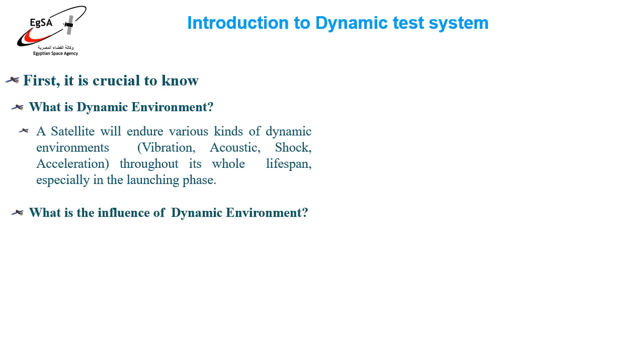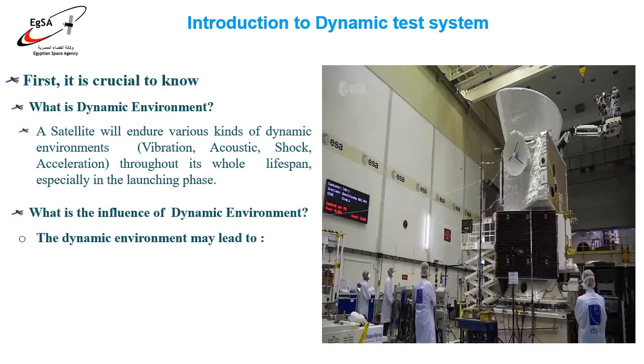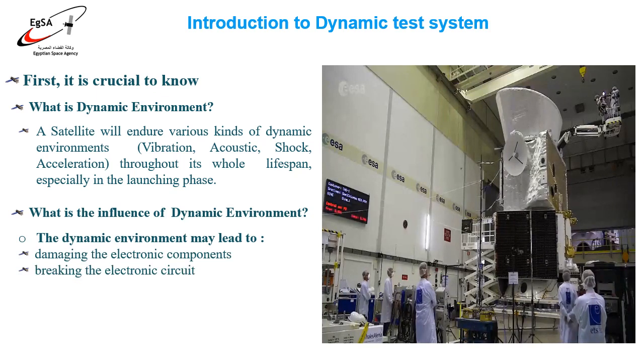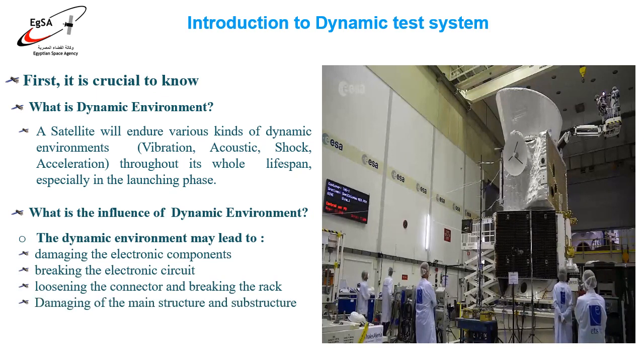Second, what is the influence of dynamic environment? The dynamic environment may lead to damaging the electronic components, breaking the electronic circuit, loosening the connector and breaking the rack, damaging the main structure and substructure.